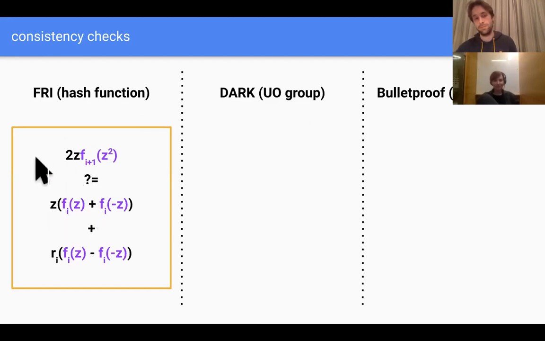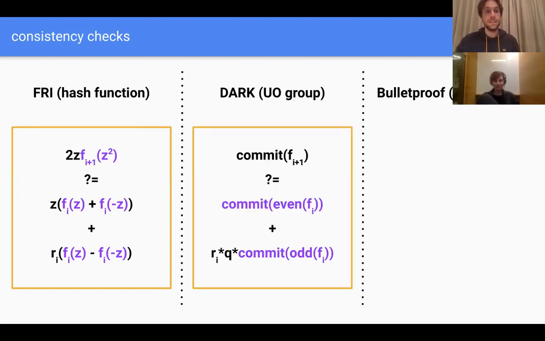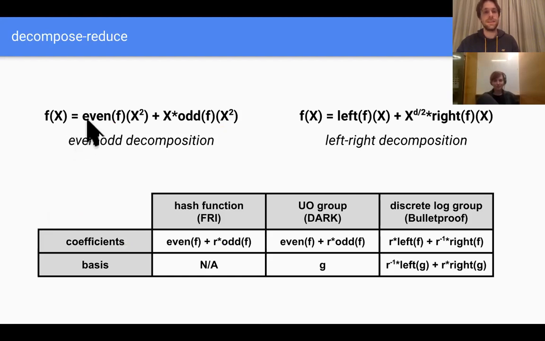Yes. So you also multiply by r the odd part, right? Yeah, that's that randomness. That is the randomness in the linear combination. So far you don't have it. There's no randomness involved here.